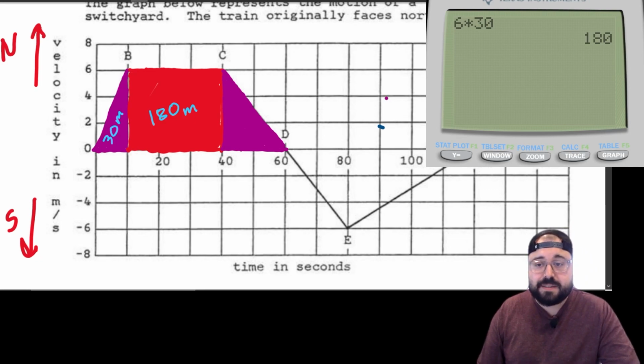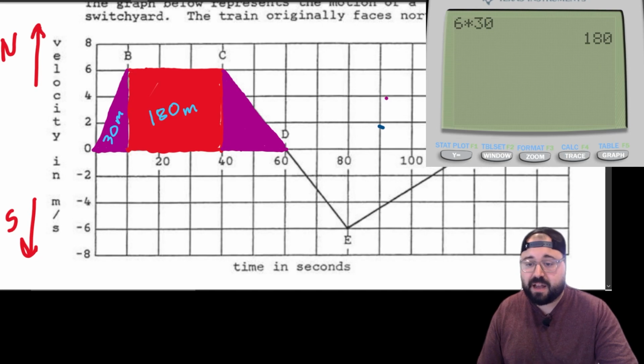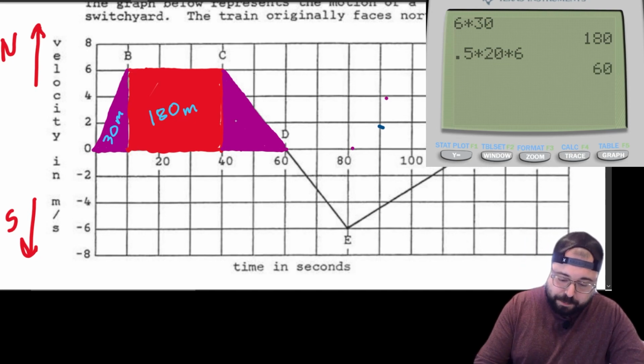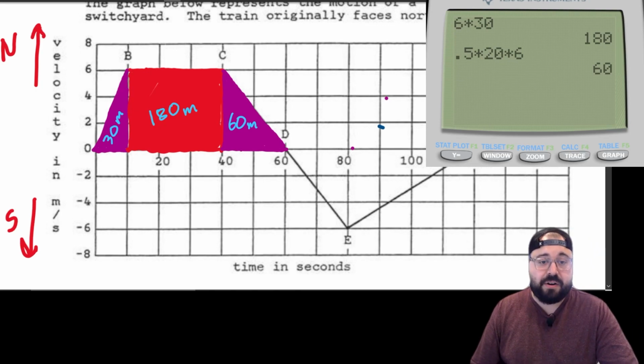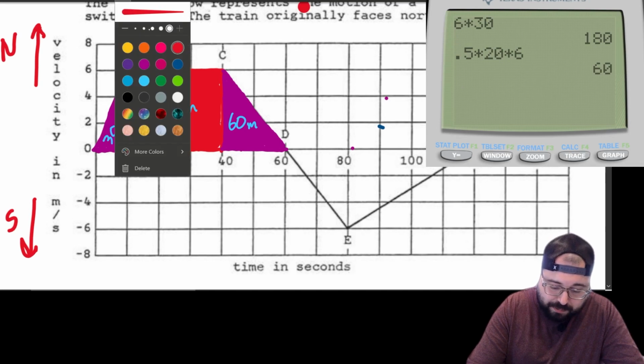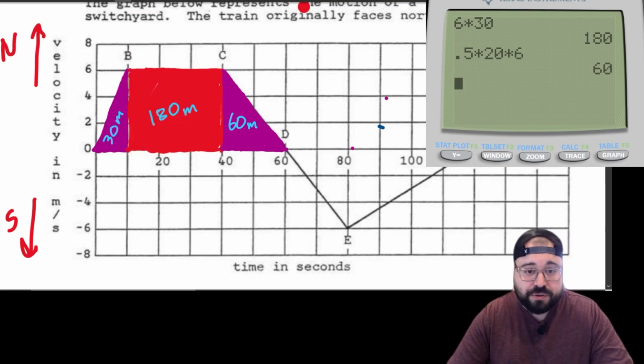So if I go to do this, I'm going to be doing 1/2 base times height. So I'm going to be typing into my calculator 0.5, so it's 1/2, times the base of this triangle, which in this case is 20 seconds, and the height of this triangle, which is going to be 6 meters per second, so times 6. So I've got now 60 meters as the area there. And now what I can do is I can just keep this going. So I'm going to do this now from D to E.